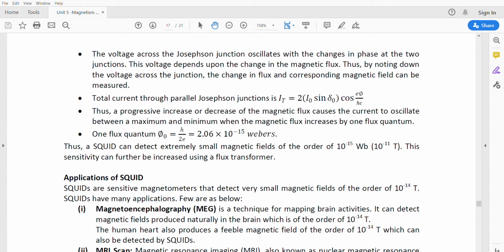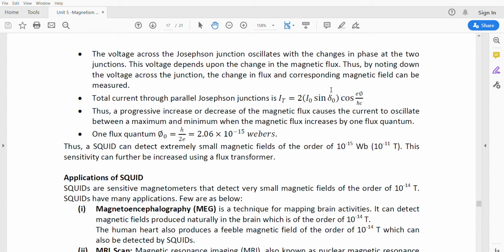The total current through the parallel Josephson junctions, that is I1 plus I2, which combinedly merges at a point, can be calculated from this equation. It is equal to 2 I naught sine delta naught into cos(e phi upon h cross c). The voltage across the Josephson junction oscillates with the changes in the phase at the two junctions. The voltage depends on the changes in the flux.